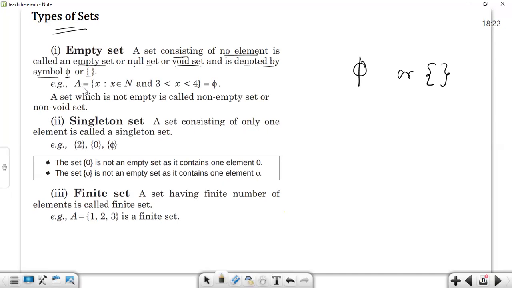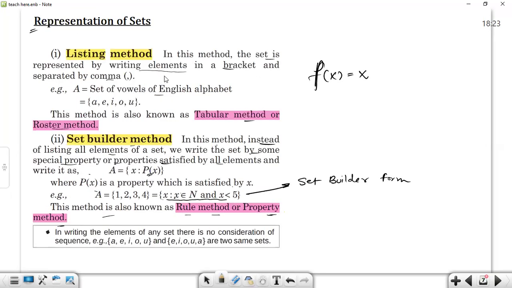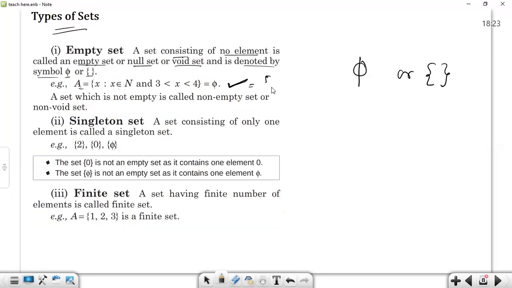Okay, so let's take an example. X belongs to natural numbers and should lie between 3 and 4. There is no natural number lying between 3 and 4. So that's why the set has no elements and is represented by this. If we had to represent this in the listing method, the tabular method, we would have to write it this way only. There is no element in between these curly brackets.